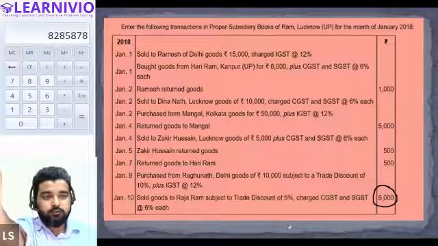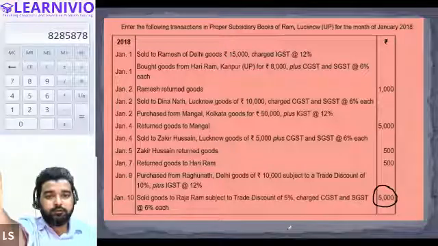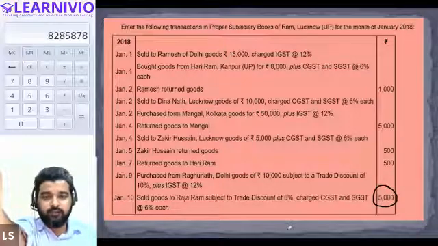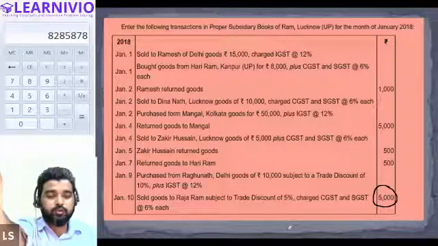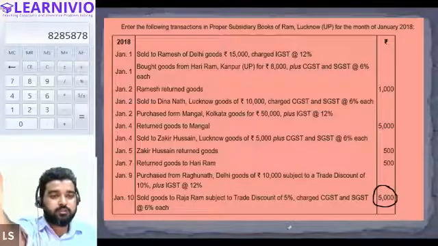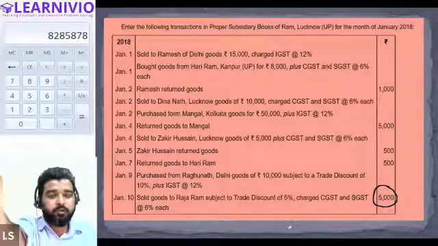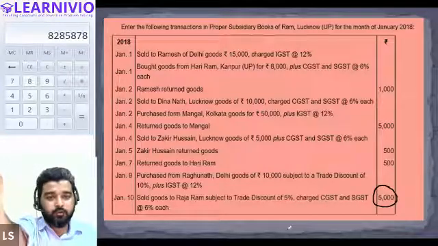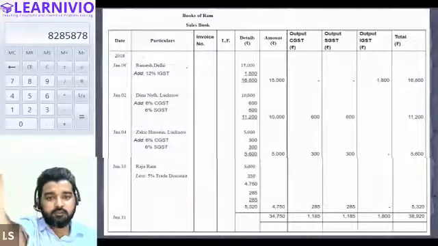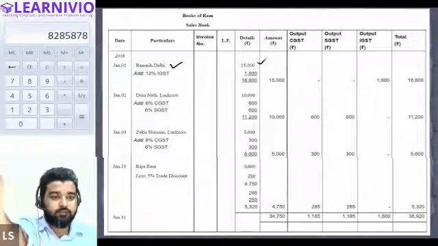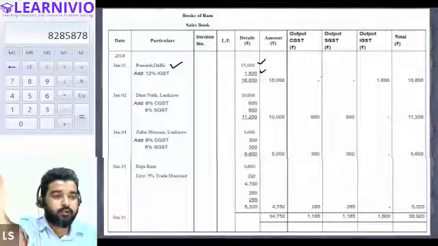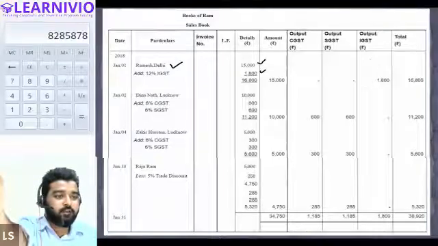All right, so just look at the solution, everyone. On January 1st, we are selling goods to Ramesh of Delhi, goods costing 15,000, charge IGST. So this will be recorded in the sales book. This is the sales book, and this is where we are recording Ramesh. We are selling goods to Ramesh, Delhi at the rate 12% IGST. This is the value of goods, 15,000. This is the amount of GST. This is the total value, and to indicate the value of IGST, we have made a separate column for that.